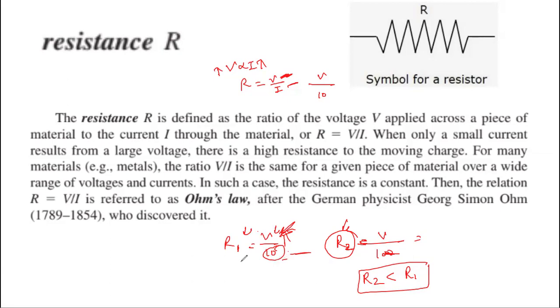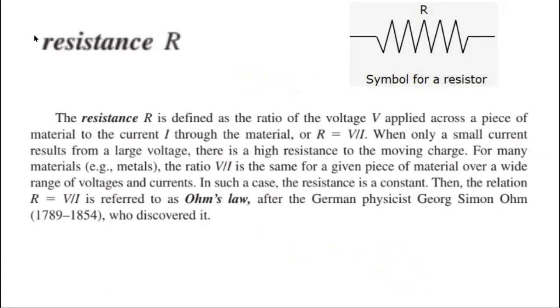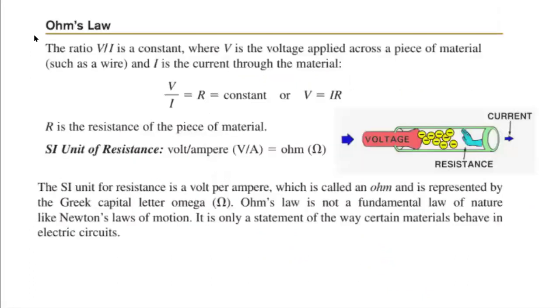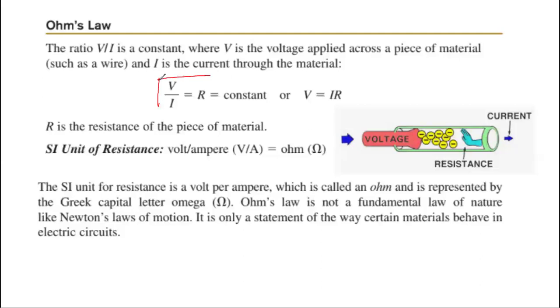If I talk about the units now, the unit of resistance is ohms. We denote it with this symbol. It is named after the German physicist Simon Ohm, who discovered it. So, a very important and very easy concept, resistance. Moving on, we have this thing together now: V upon I is equal to R is equal to a constant.